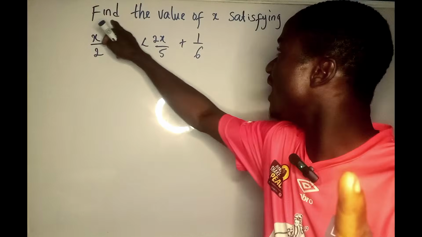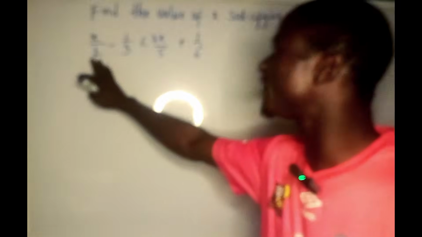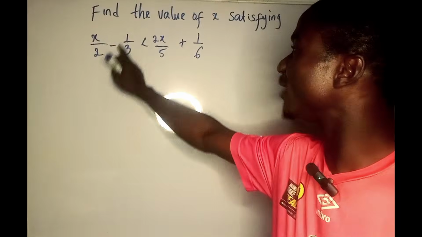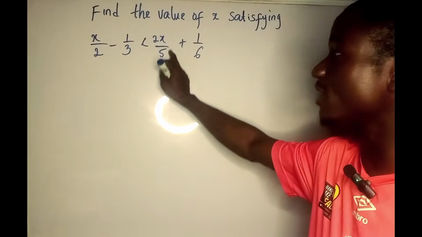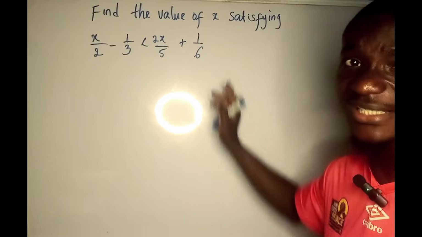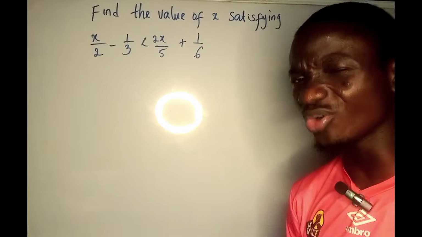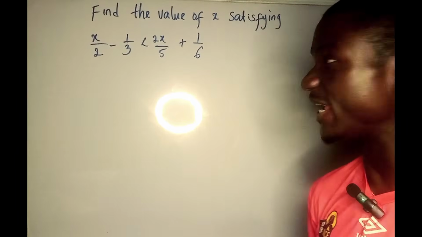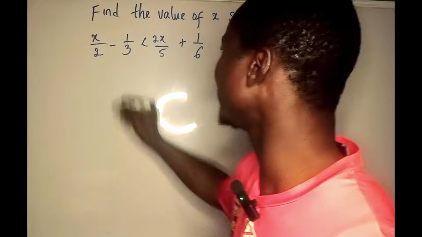We are asked to find the value of x satisfying x over 2 minus 1 over 3 less than 2x over 5 plus 1 over 6. Now, what is the first thing to be done in this kind of question? Watch to the end. Now, we have something like this.